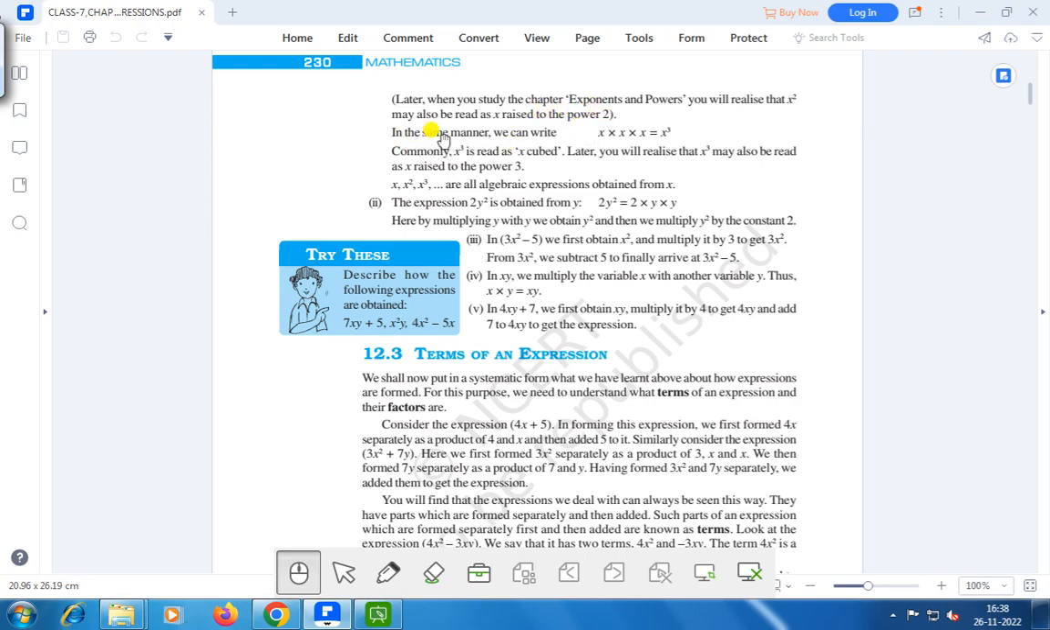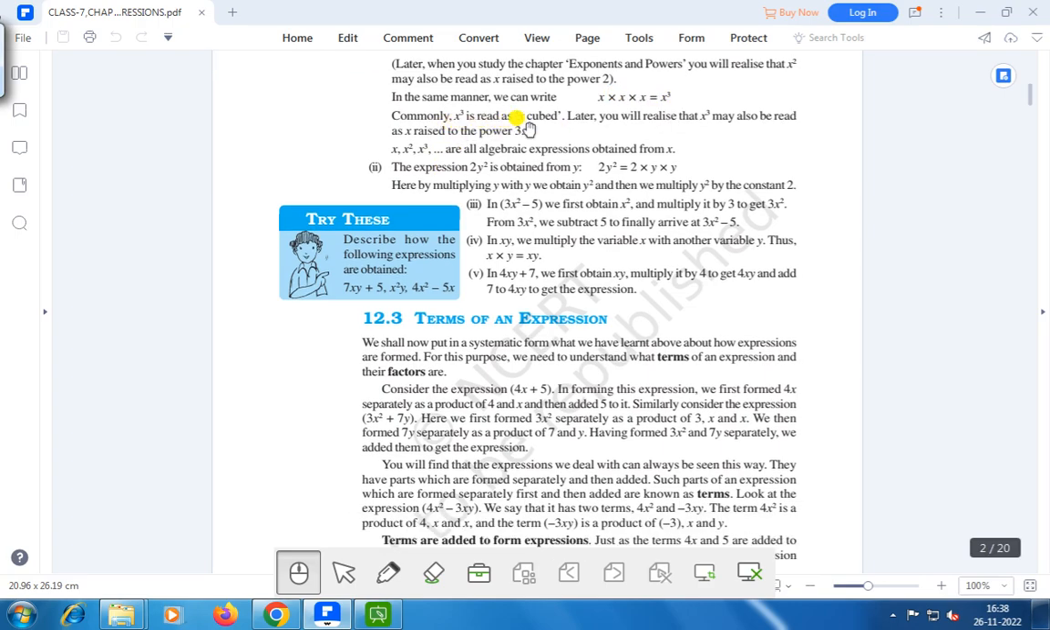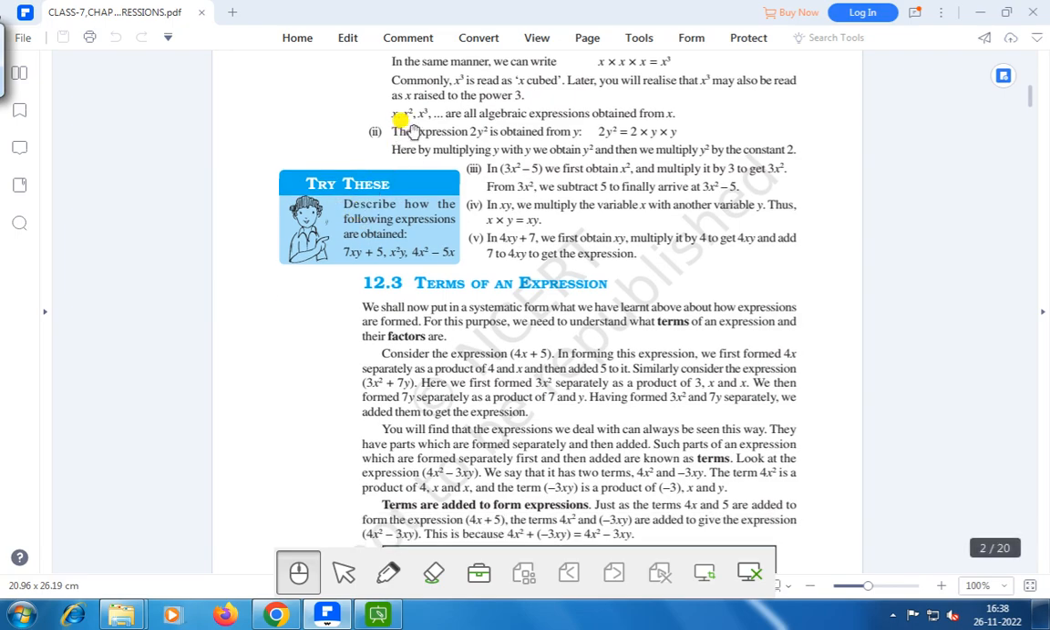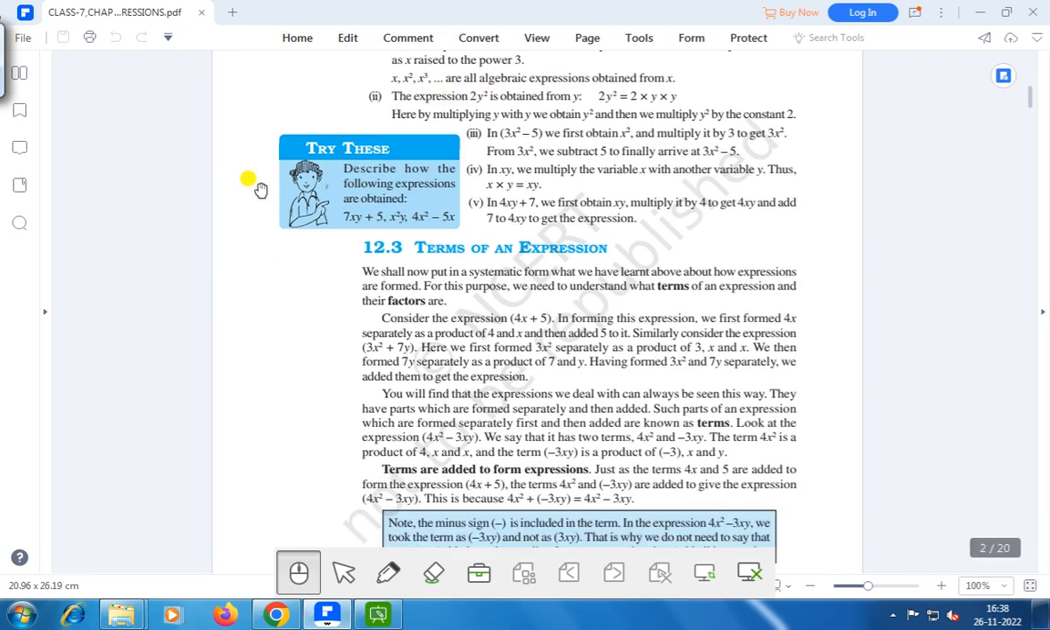In the same manner, we can write x into x into x as x to the power cube. Commonly, x cube is read as x cubed. Later, you will realize that x cube may also be read as x raised to the power 3. x square and x cube are all algebraic expressions obtained from x. The expression 2y square is obtained from y. 2y square is equal to 2 into y into y. Here, by multiplying y with y, we obtain y square, and then we multiply y square by the constant 2.